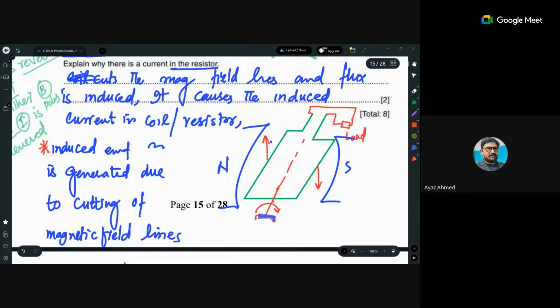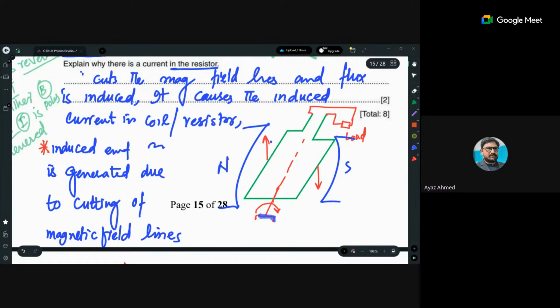And in a generator, when you rotate it, what happens? It cuts the magnetic field lines, and due to cutting of magnetic field lines, a current is induced in the coil. तो आपको मैंने ये बताया कि the magnetic field lines are cut and flux is induced. यहाँ पे हाँ मैंने ये लिखा हुआ है. The coil cuts the magnetic field lines. ठीक है.